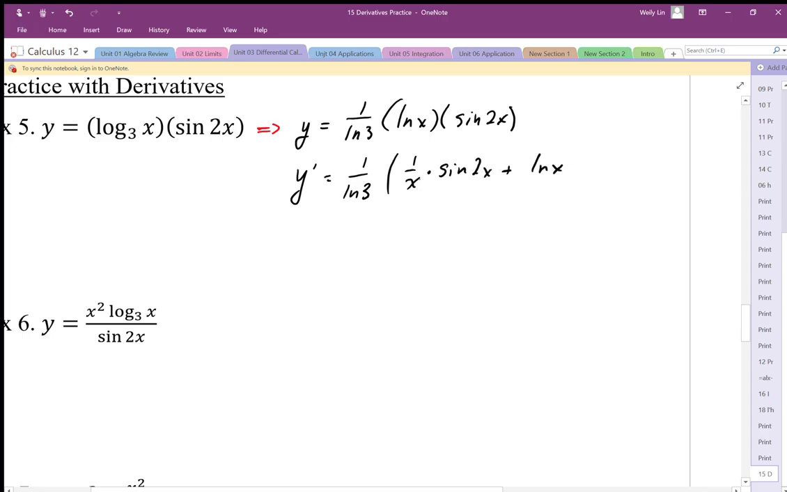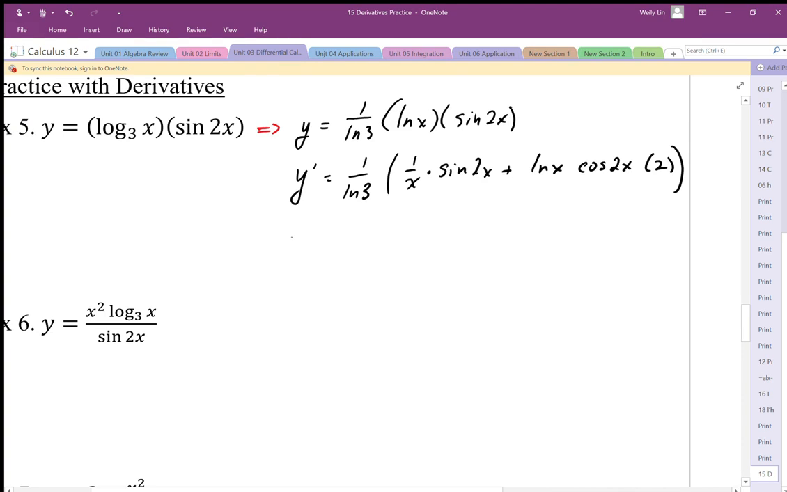So I differentiate the first term, kept the second term the same, keep the first term the same, and then differentiate the second term. Here we have to apply chain rule because of that 2x. So now we have the derivative. We can simplify this a little bit.